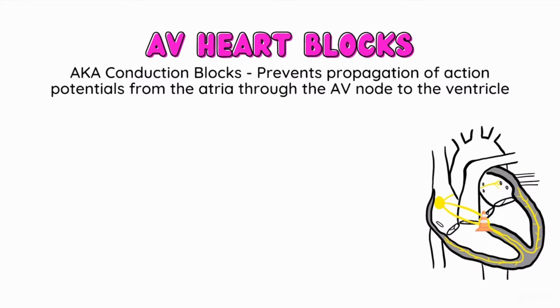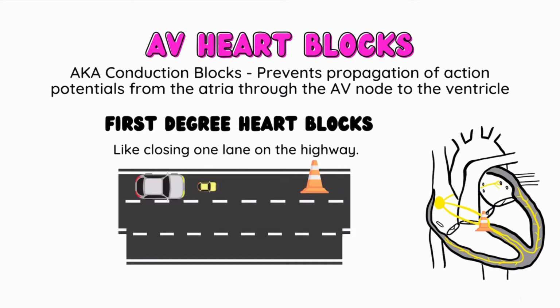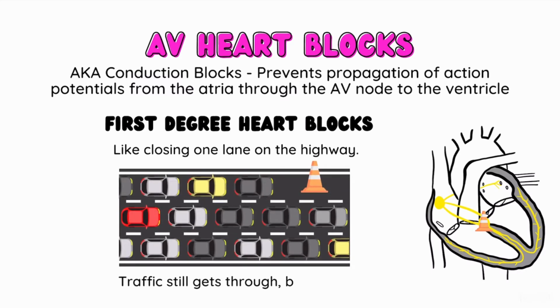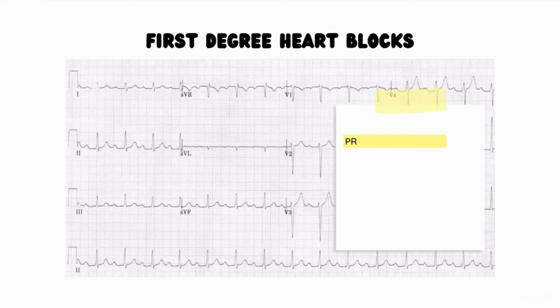There are three types of heart blocks. First-degree heart blocks are like closing one lane on the highway. Traffic still gets through, but slowly. First-degree blocks are characterized by a prolonged PR interval. Recall that the PR interval should be less than 0.2 seconds, or one big box. In first-degree blocks, the PR interval is longer than this.